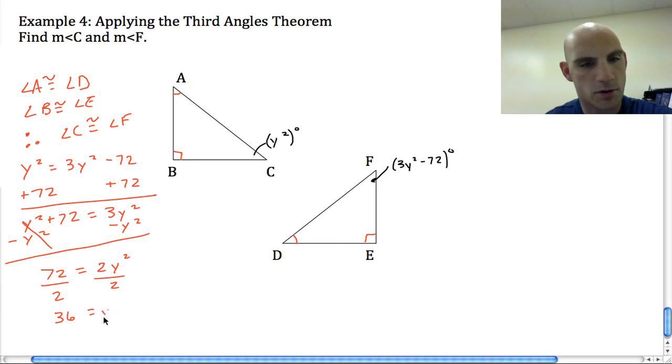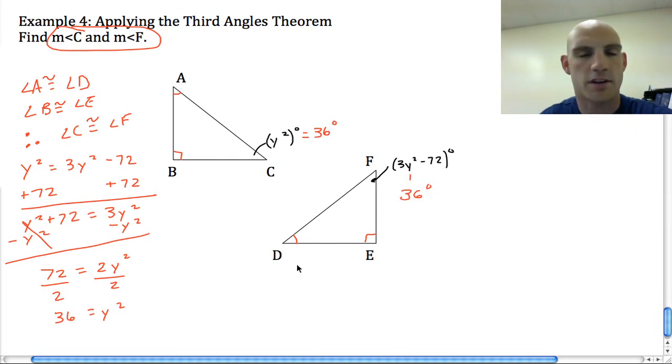36 equals y squared. So what that means is if I want to find the measure of angle C and the measure of angle F, then C is y squared, so C must be equal to 36, which means that F must be 36 degrees as well. That's how the third angles theorem works, guys. You should start to see that we're just substituting, and all we're doing is working out these problems based on what the theorems say.